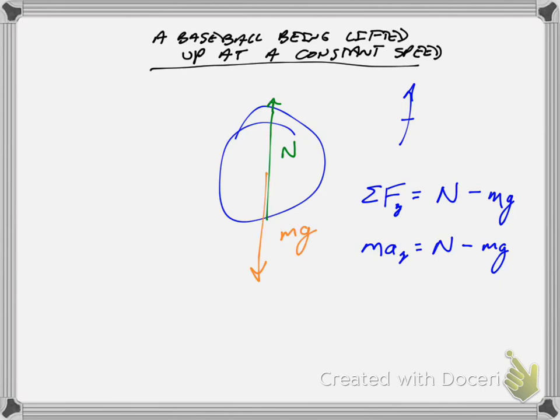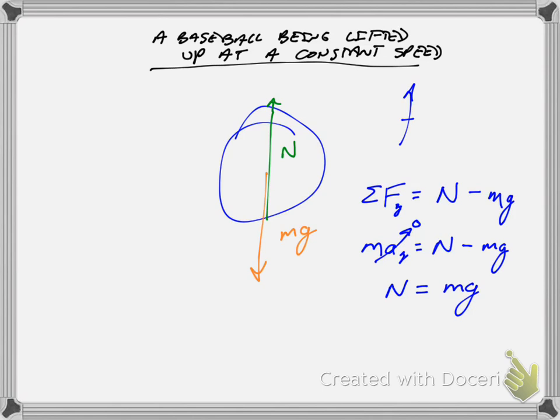And then here's the trick, right? It's being lifted up at a constant speed. And if it's being lifted at a constant speed, constant direction, then the acceleration is 0. And so once again, we find that the normal force is equal to the gravitational force.